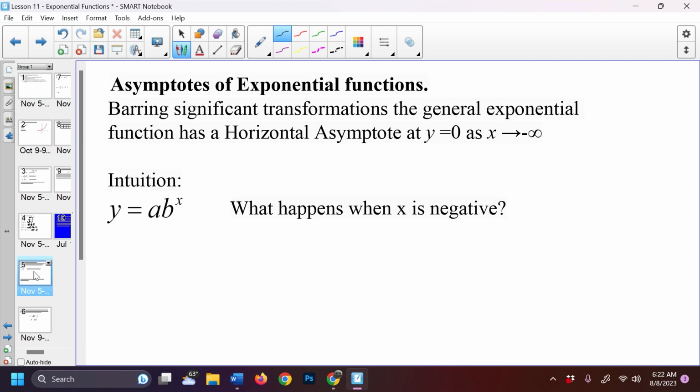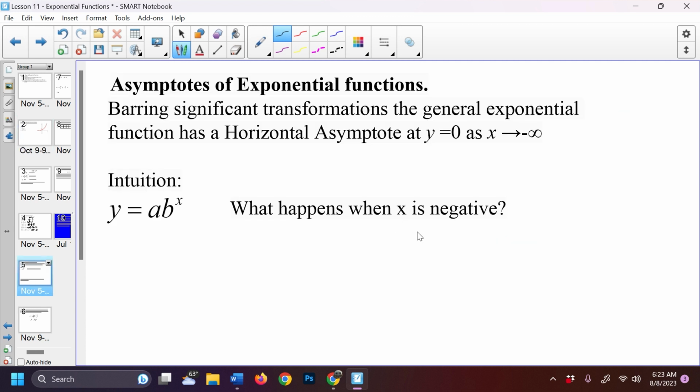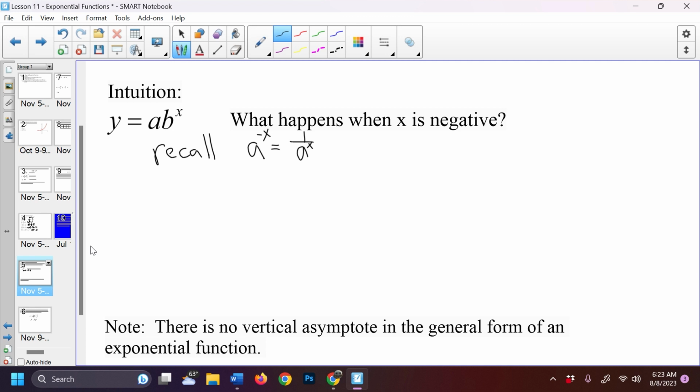Let's talk a little bit about the asymptote of an exponential function, barring significant transformations. The general exponential function has a horizontal asymptote at y equals 0 as x approaches negative infinity. So let's go back up to that first picture. And this says as x goes to negative infinity, this function is going to tend to look like the x-axis. Now, that's pretty straightforward if we remember that a to the negative x is the same as 1 over a to the x as a positive. So what happens when x gets negative? Let's talk about that real quick.